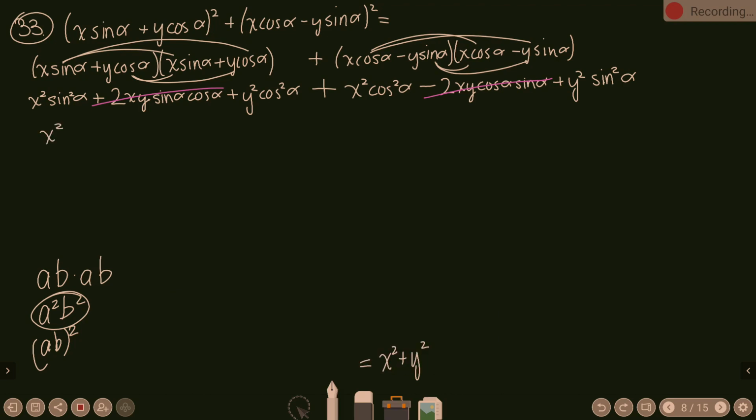So I'm going to keep x squared sine squared. Plus, I'm going to pull the other x squared term, so plus x squared cosine squared. Then I'm going to put my y squareds. So y squared cosine squared plus y squared sine squared. Okay. 4 terms.